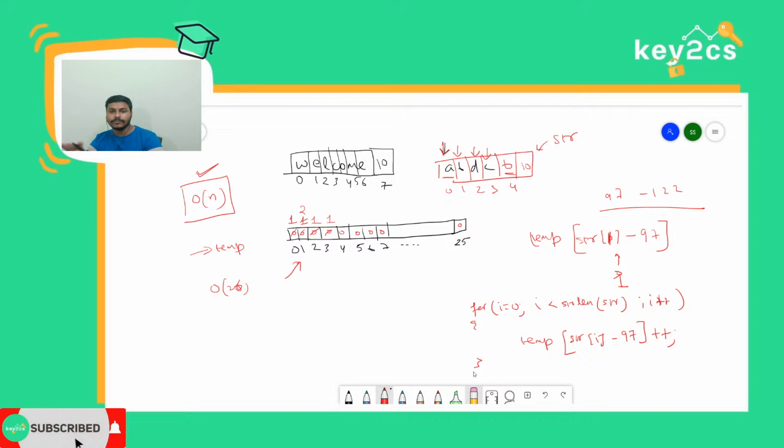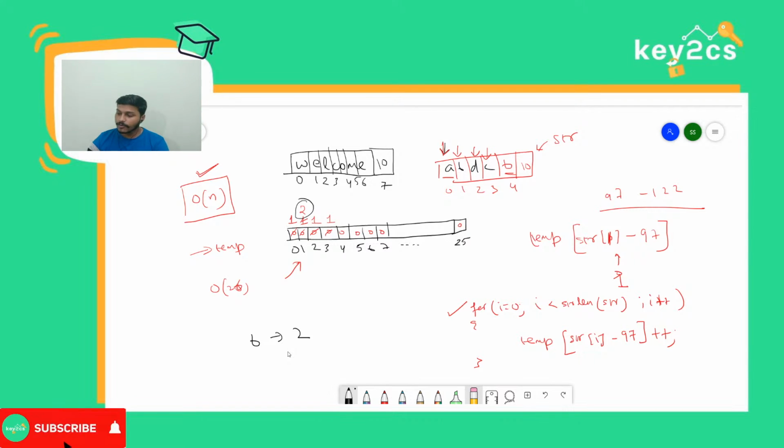Initially the array temp would contain all zeros. Got it? Every time I come across a character, the respective value in the array temp would be incremented by 1. So finally, after this loop, if you scan the array, the value at any particular index would give the number of occurrences of that particular character in the given string. Let's say at index 1 you see the value is 2. So you would say character b has occurred 2 times.